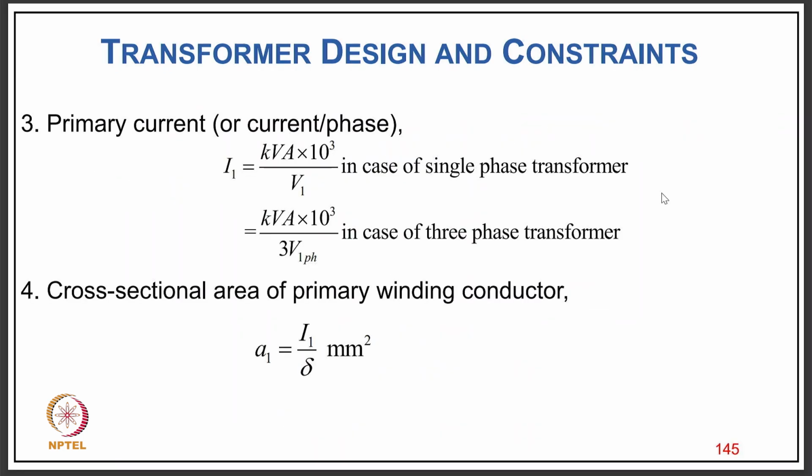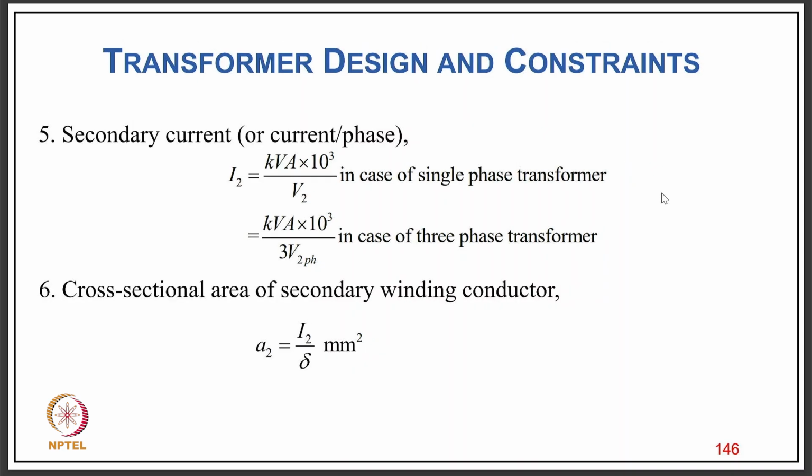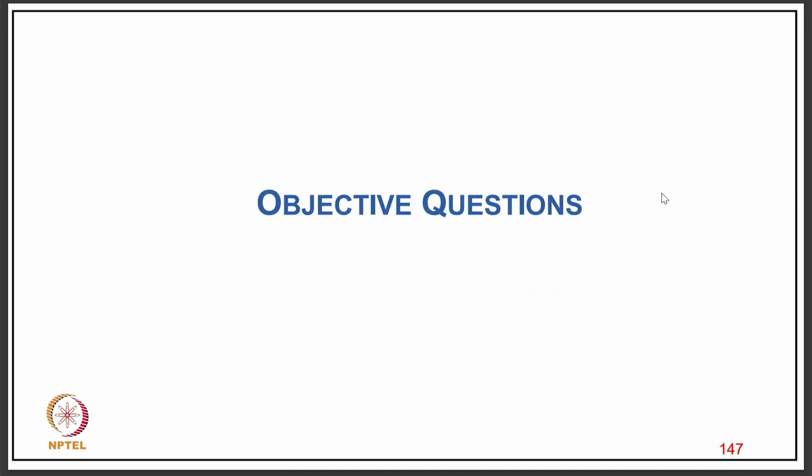So primary current will be your current per phase, that is I1 equal to kVA into 10 to the power 3 divided by V1 in case of single phase transformer, or kVA into 10 to the power 3 divided by 3 V1 phase in case of three phase transformer. Cross section area of the primary winding conductor will be A1 equal to I1 upon sigma millimeter square, where sigma is the current density in the primary winding. Secondary winding current will be I2 equal to kVA into 10 to the power 3 divided by V2 in case of single phase transformer, or kVA into 10 to the power 3 divided by 3 V2 phase in case of three phase transformer. So cross section area of the secondary winding conductor will be A2 equal to I2 upon sigma in millimeter square.